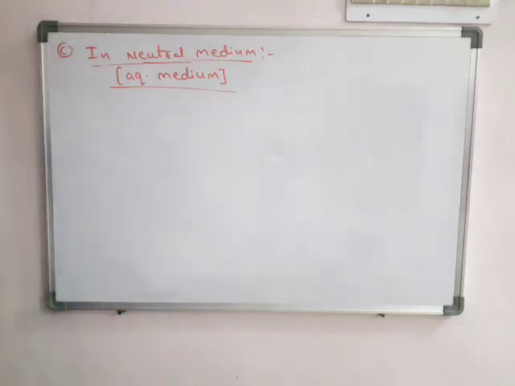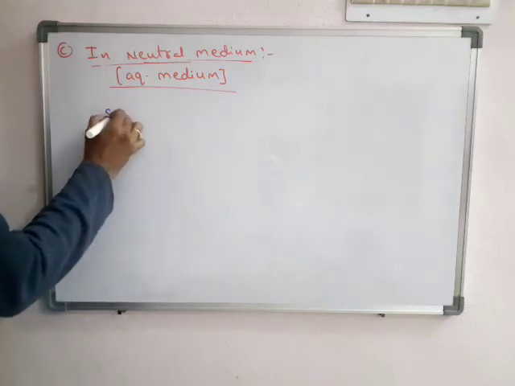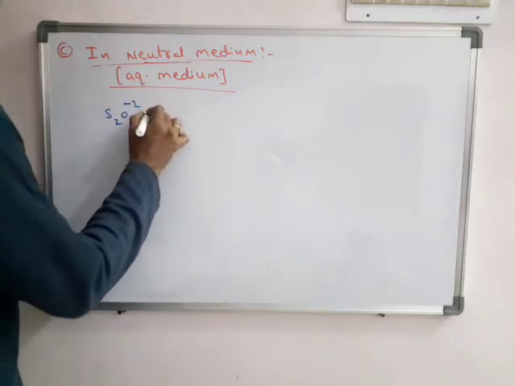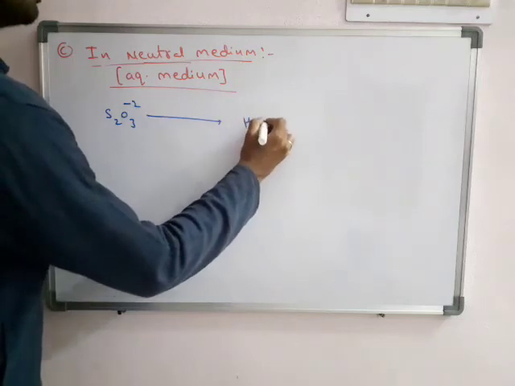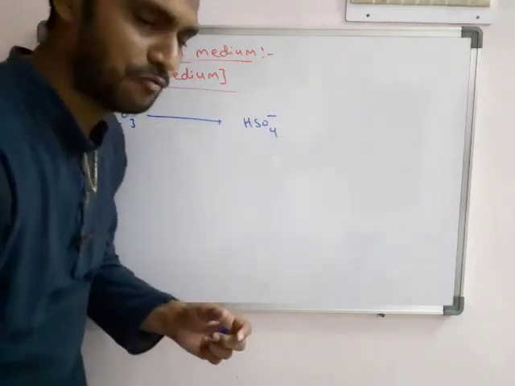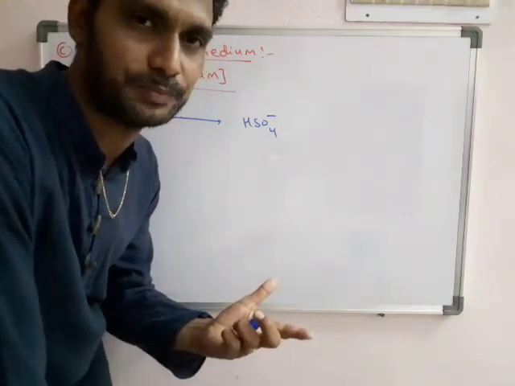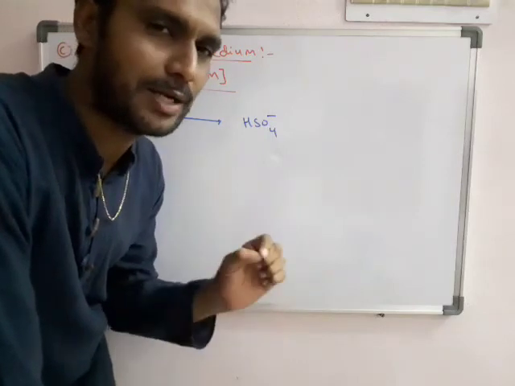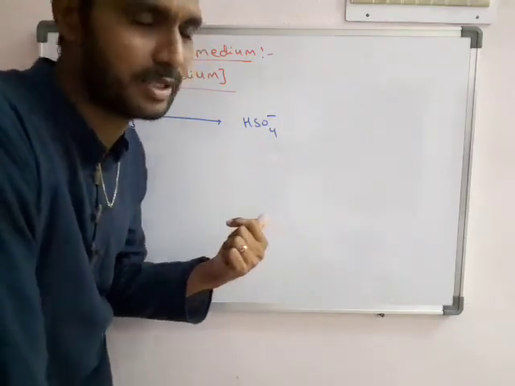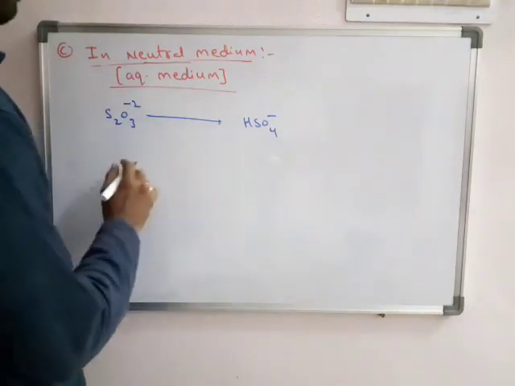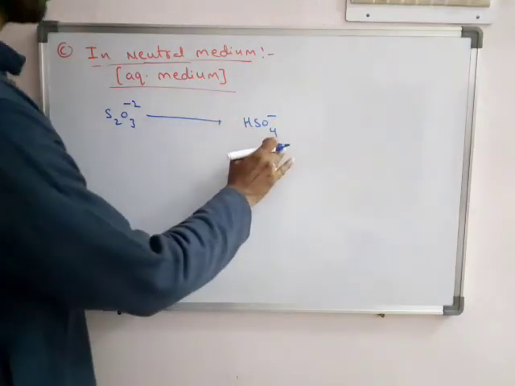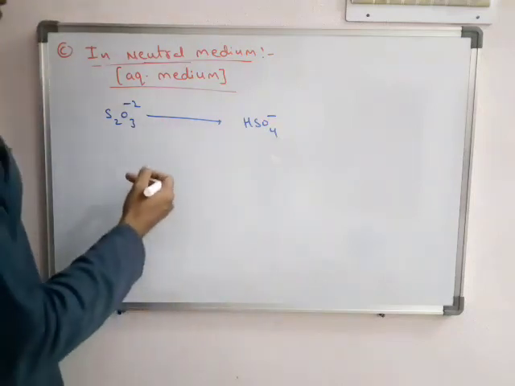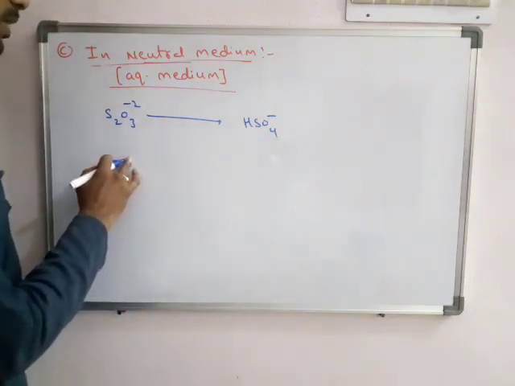Here it changed to hydrogen sulfate ion. So what is hydrogen sulfate? S2O3 2- is thiosulfate. Hydrogen sulfate means HSO4-. We know what a sulfate ion is: SO4 2-. Hydrogen sulfate means HSO4-. Here 3 oxygens, 4 oxygens means it is oxidized. So itself it is oxidized means it works as a good reducing agent.